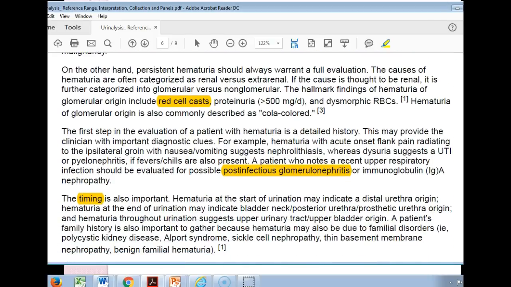What else did I want to talk about? Oh, casts. Casts are something that we worry about. Sometimes we see normal hyaline casts, but red cell casts are something we do worry about and think that they may have some glomerulonephritis. And this is just more discussion about the hematuria.